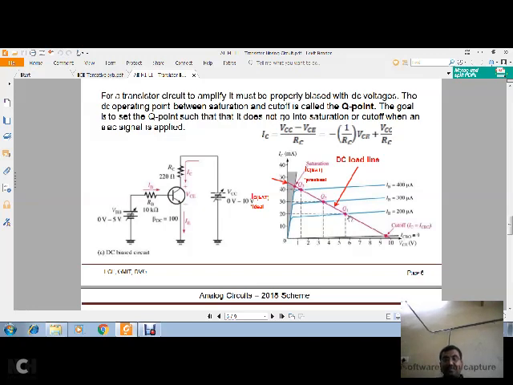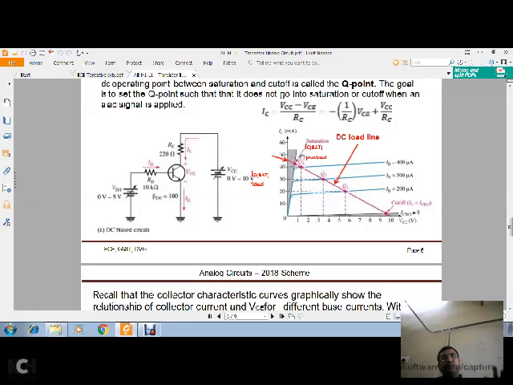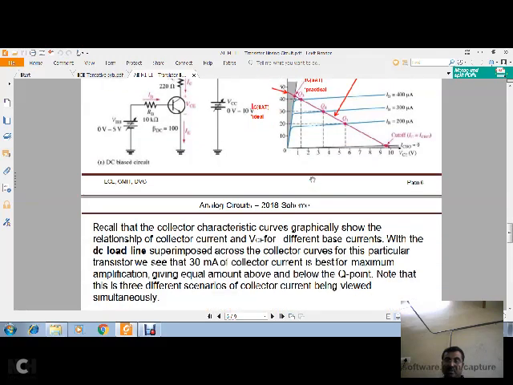At any point of time you can only have one Q point. Please remember, don't get confused. At any point of time you will have only one Q point. These different Q points we get because of different IB values. You can choose any one of them.